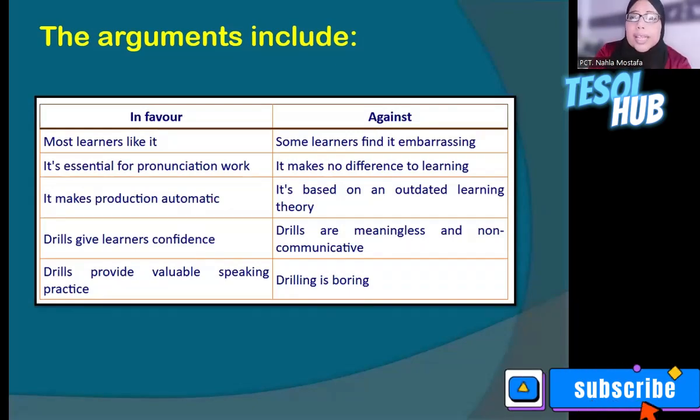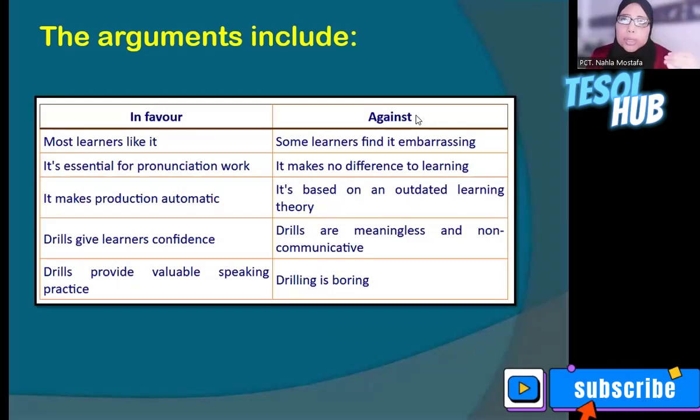For those who are against, they said that we find this embarrassing for those shy students, and it makes no difference to learning if they drill or not. And also it is based on outdated learning theory. So it means it's an old-fashioned one. And some of them said also drills are meaningless and non-communicative. So it means students are not communicating with each other, so no need to have drilling. And they said that drilling is boring.